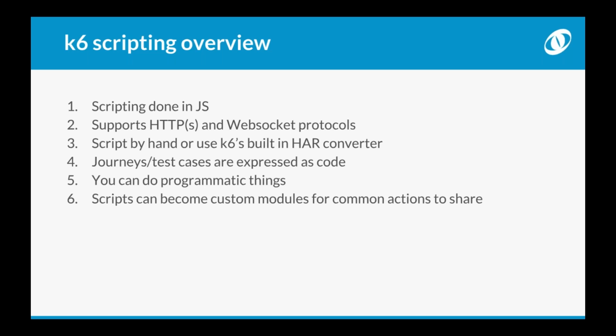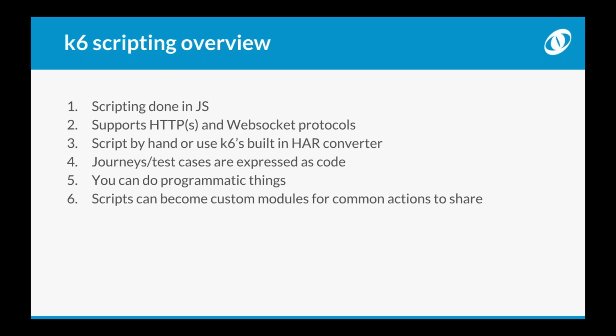When you're writing your scripts, you can certainly script them by hand, but Kasich also has a built-in HAR converter. All modern browsers are able to export a HAR file. You can basically browse like a user would, export that HAR file, and then just convert it using the convert command right from the command line.